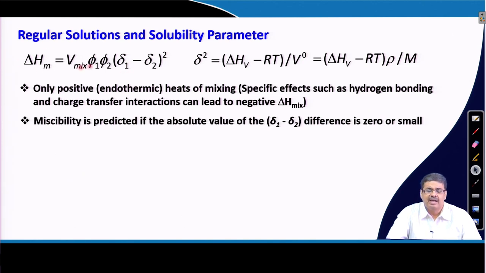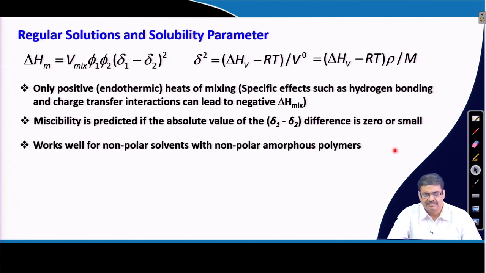Hence, this value will be 0 or a lower positive number if the value of delta 1 is close to delta 2. If they are equal, then this will be 0. If they are very close to each other, then the value will be lower. Hence, miscibility of the solvent and the polymer or solute is preferred when the solvent and the solute have solubility parameter values close to each other. So, miscibility is predicted if the absolute difference of delta 1 and delta 2 is 0 or small.